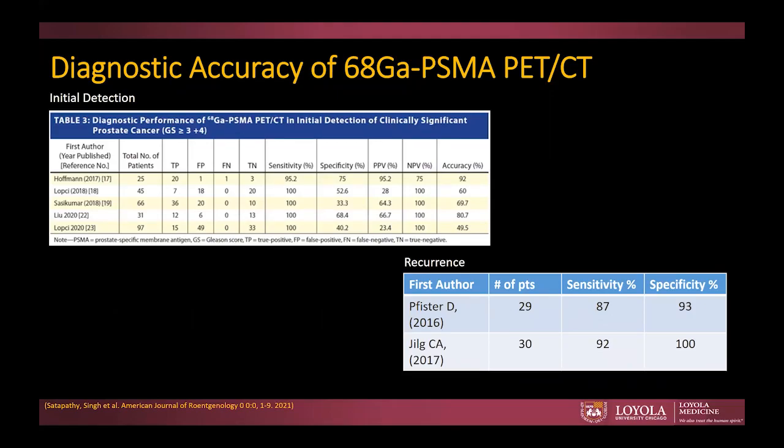For initial detection, we have a lot of data, and we do see that the sensitivity on all studies is very high. Specificity is variable. Now, when we look at recurrent disease, we have less available data with histological proof, but among those that are available, we do see that the sensitivity is likely higher than fluciclovine with somewhat similar specificities.